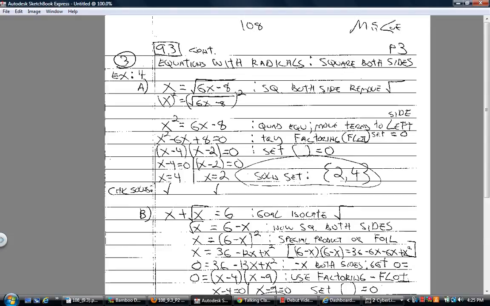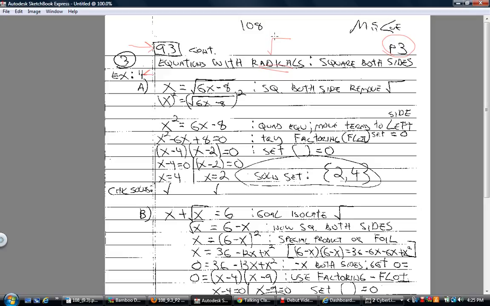Hello 108 class, Mr. McHugh here with you on section 9.3 as we continue our journey on page 3, solving equations that have got the quadratic formula in them. We're going to look at example 4 and deal with ones that have got the radical in it. Everybody knows what the radical sign looks like. We're going to deal with square root ones, so the index will automatically be a 2 and we don't write it, as you all know.